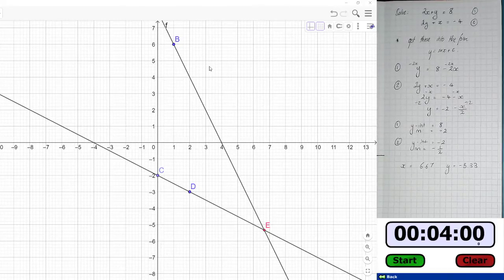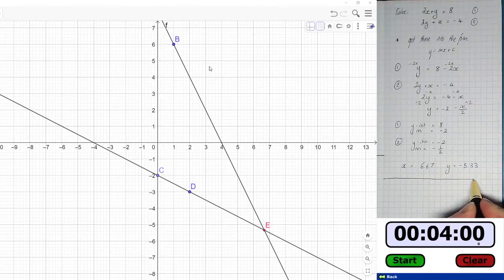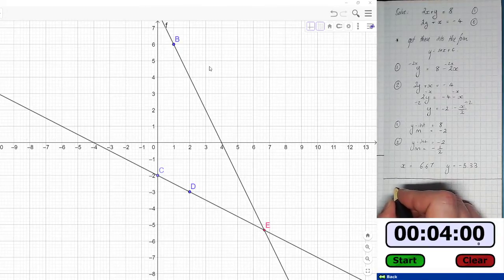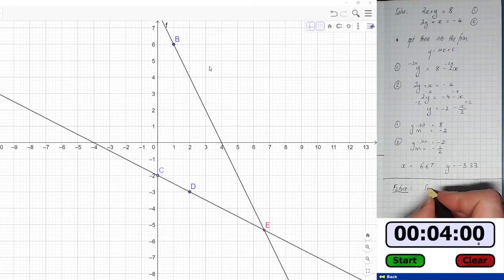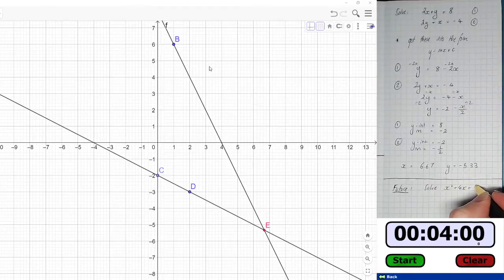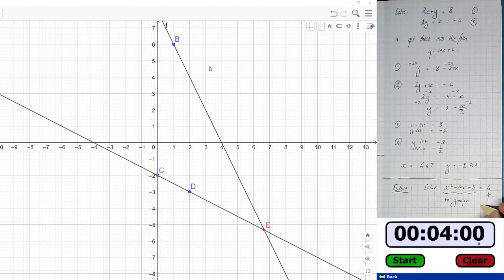I mean, you could even go so far as to solve quadratics using graphs. And we're going to talk about this a little bit as well moving forward. So for the future, we could be thinking about solving x squared plus 4x plus 5 is equal to 6. And you can think of this as the equation to graph, and this is our y value.